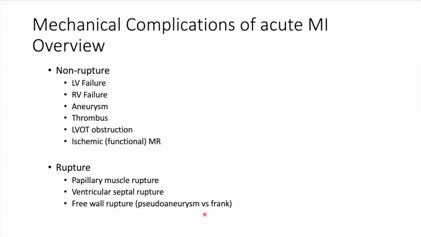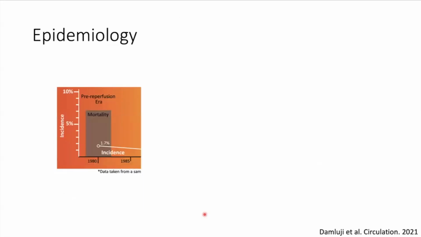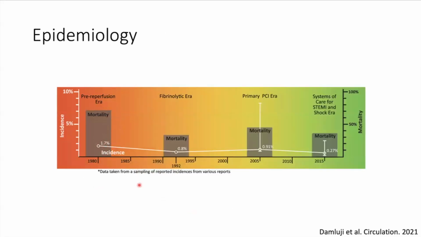Okay, moving on to the rupture complications. So that was all the non-rupture stuff. Just a quick word on rupture complications. They have a very, very high mortality rate. Before the advent of revascularization therapy, the incidence was about 1.7%, and the mortality was as high as 70%. So dismal prognosis. But with the advent of fibrinolysis and primary PCI, the incidence has dropped by about half, but the mortality still remains extremely high.